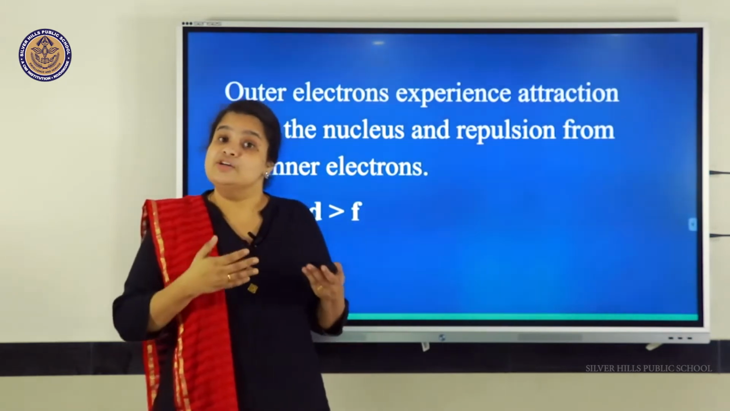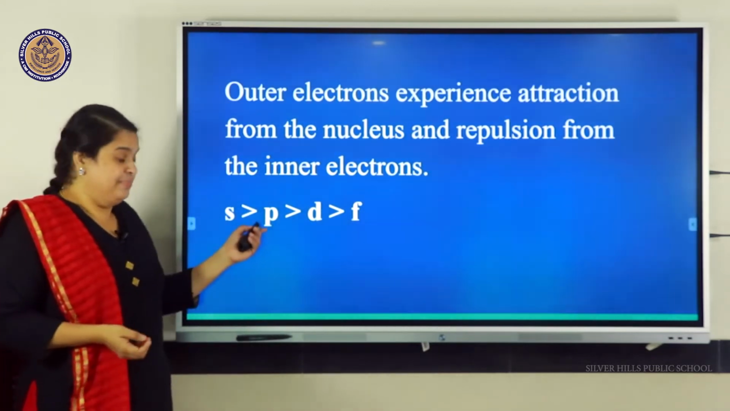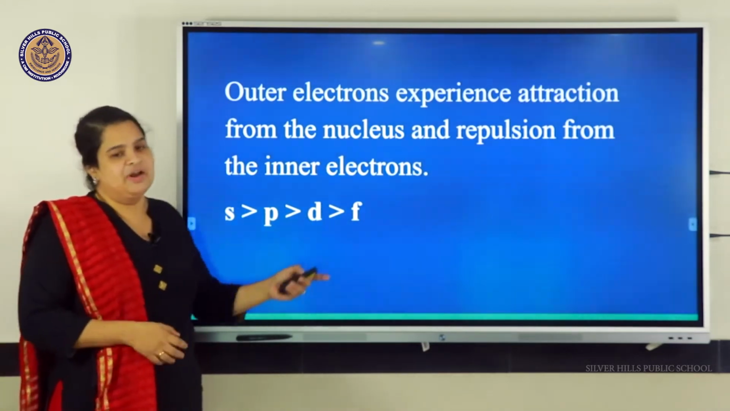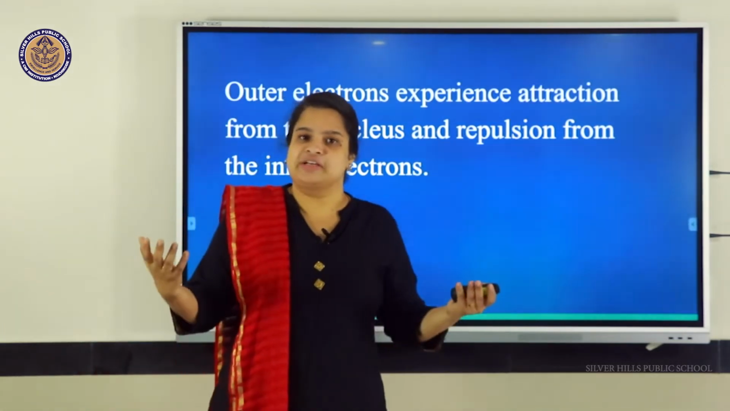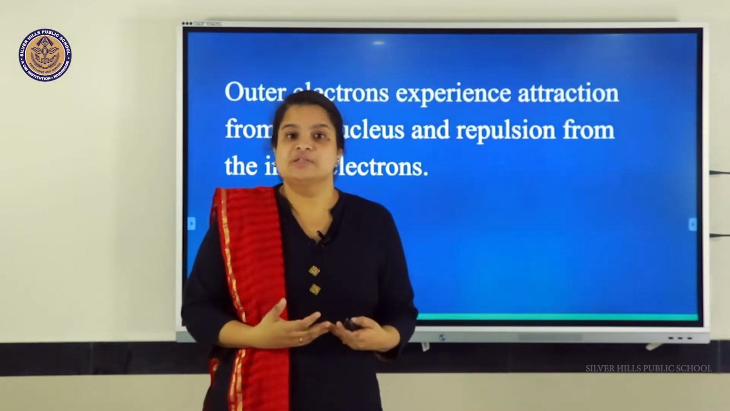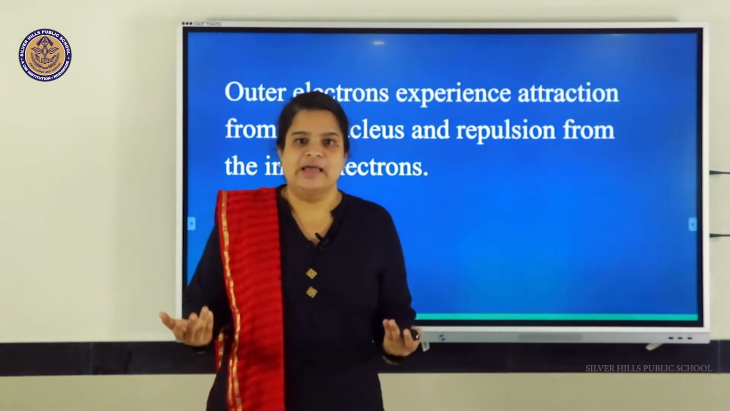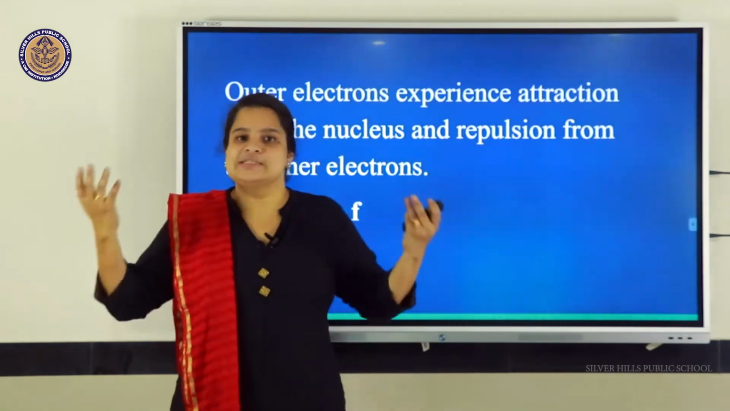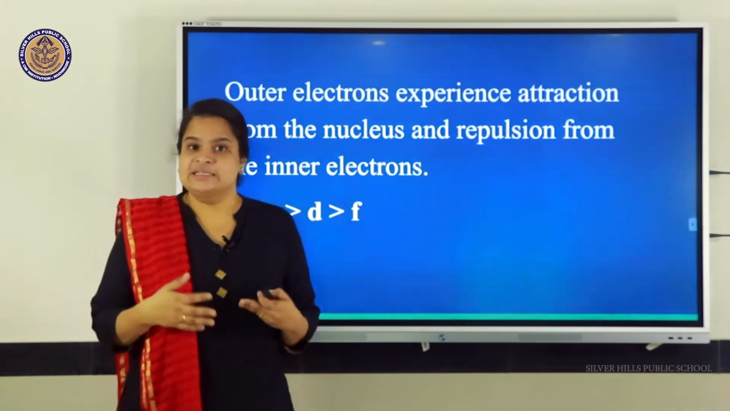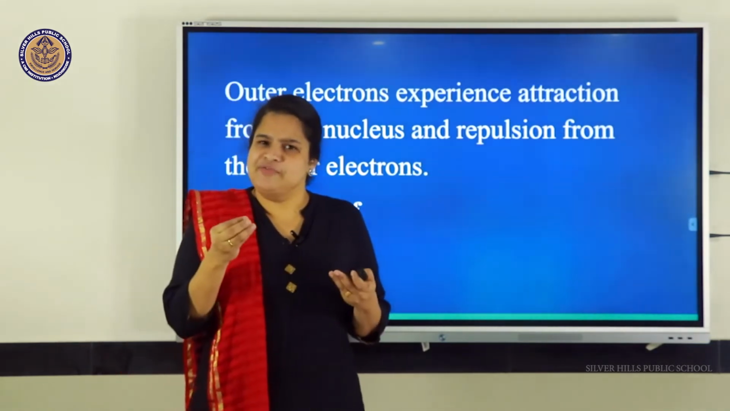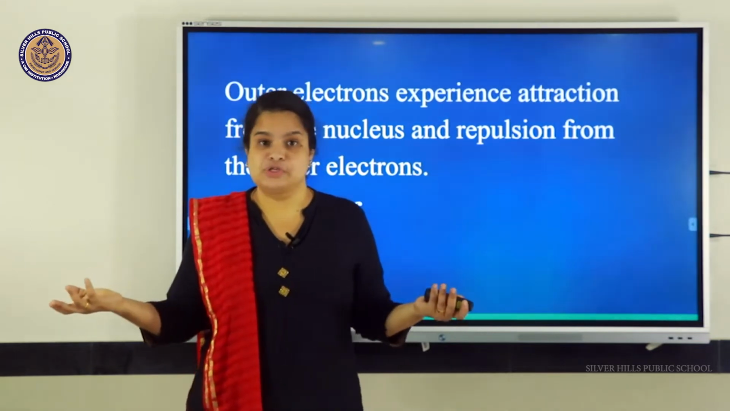Now, we have S, P, D and F subshells. So, how is the shielding effect for these? S will have the highest, then P, D and F. D and F have imperfect shielding. So, the shielding effect is highest when you have electrons in the S subshell. Then even in the P also, they can shield. It is based on their peculiar shape. S is spherical, so the shielding effect is more. P has two lobes, so the shielding effect is slightly lower than S, and D and F have diffuse orbitals.